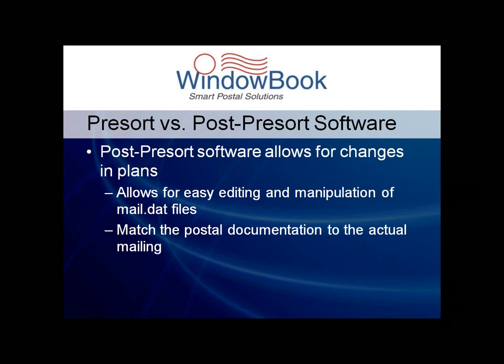Post-presort software, like DAT-MAIL from WindowBook, is complete pre-sort data management, where we can go in and edit pieces about the mailing. You know, we talked about you may pre-sort 2 to 3 weeks to 2 months ahead of time. Well, with post-presort software, you can edit and manipulate what are called the mail.dat files. These are standard output from pre-sort software and then become what you would then submit to Postal One as electronic documentation. But these mail.dat files, you can go in and very easily edit piece weights, piece thicknesses.